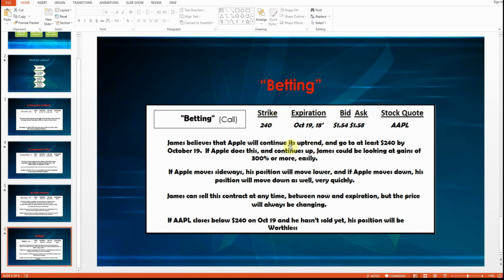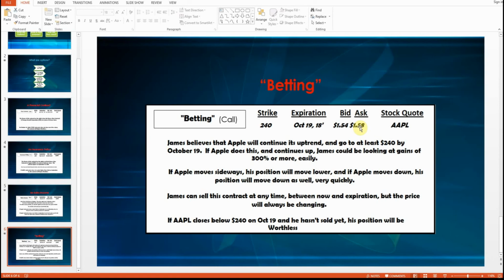But if Apple does continue its uptrend and it does go to 240 or close to it before October 19th, James could be looking at gains of 300% or more easily. And James is allowed to sell this contract at any time. So if Apple moves up to 235 this week and the bid and the ask are now 350 and 360, he can sell it for 100% profit. And if it's down a bunch, he can get out of it, or he can hold it, hoping that it'll return.